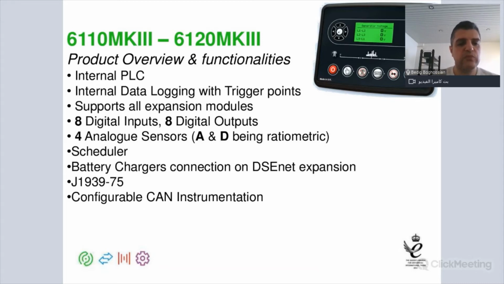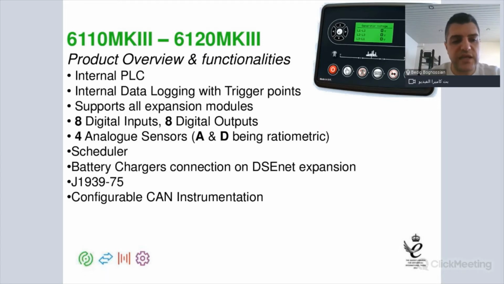It supports all the expansion modules. It has 8 digital inputs, 8 digital outputs. It has 4 analog sensor inputs, and 2 of the analog sensor inputs, the A and the D, are ratiometric. What do we mean by ratiometric? Nowadays, most of the sensors are resistive analog. But today in the market, we see a lot of voltage variable sensors or even current variable sensors. So if you have such sensors, then you can utilize them without the need of any expansion module.